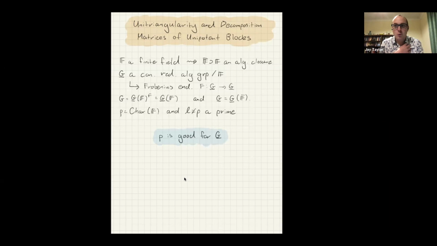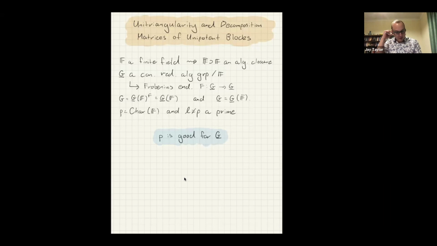This is joint work with Olivier Brunat and Olivier Dudard, and their names will come up again later, so I won't write them down now. The paper is about unitriangularity of decomposition matrices, but actually proving that takes up a very small part of the paper. Most of the paper is involved in proving a totally different statement, which is very relevant. So I'm going to talk mostly about that different statement, and I'll come back to decomposition matrices just at the end.